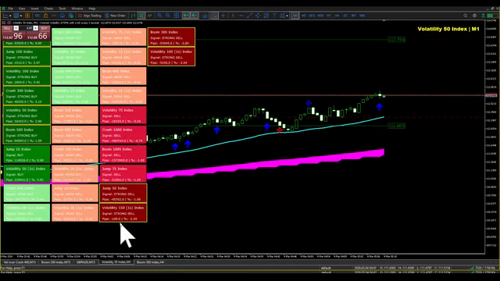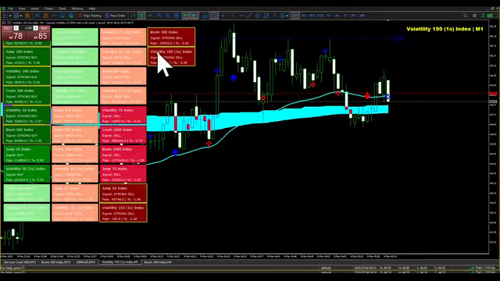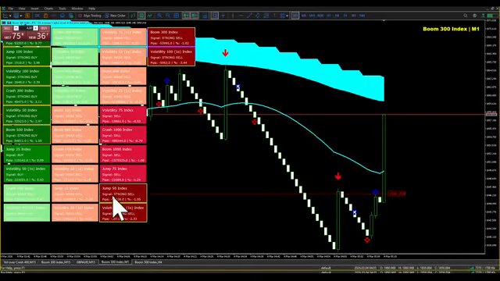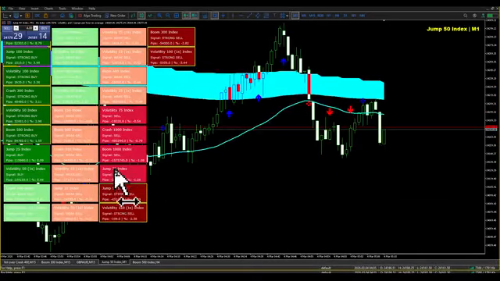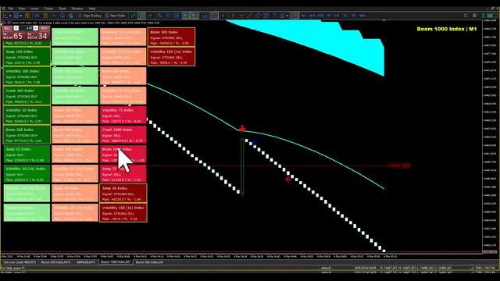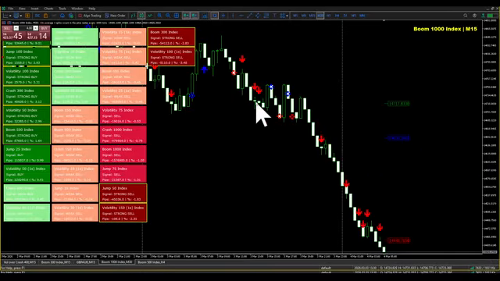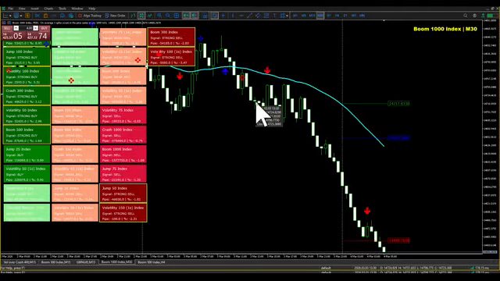Okay, so let's just look for one more example, guys, if we can find one right now. Let's see this one. Okay, here's another example, Boom 1000 index.